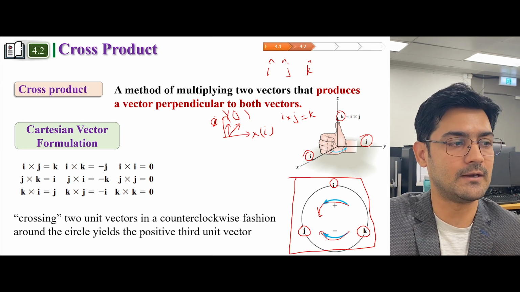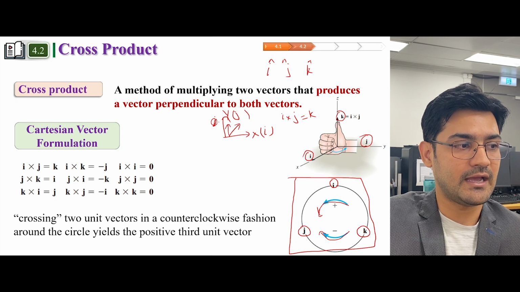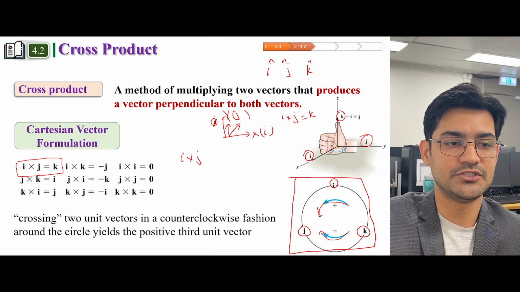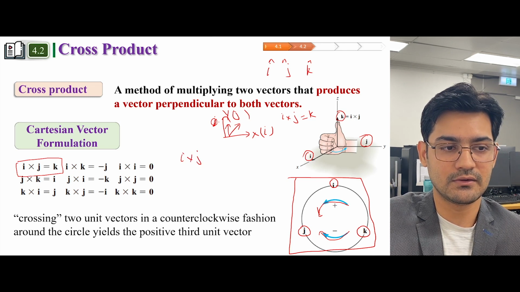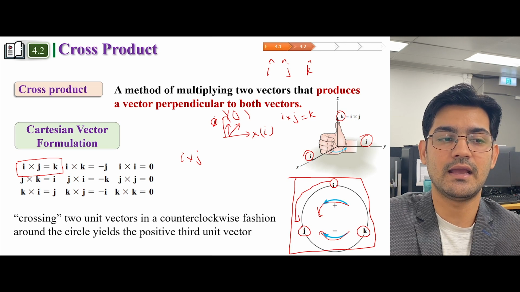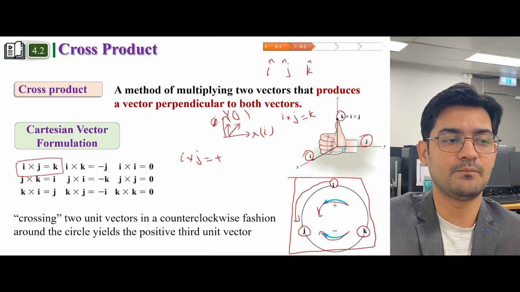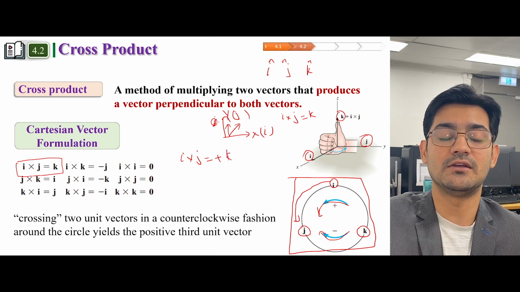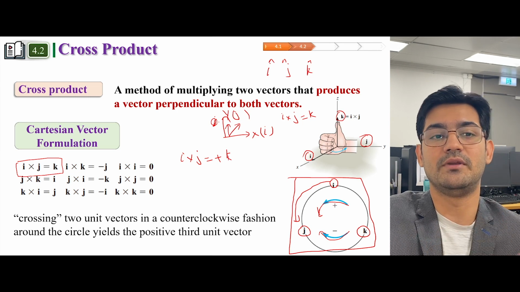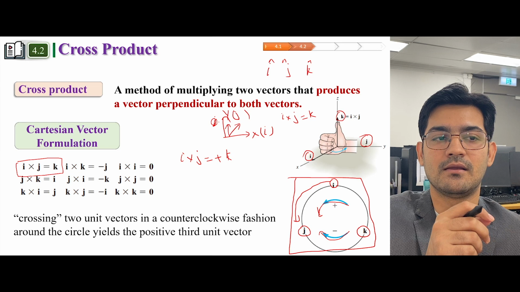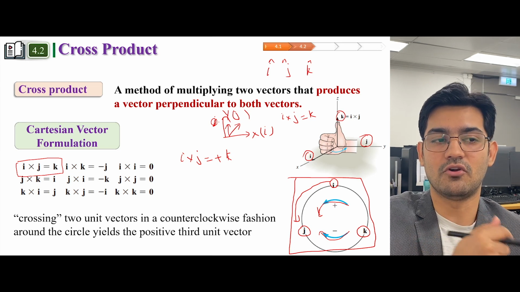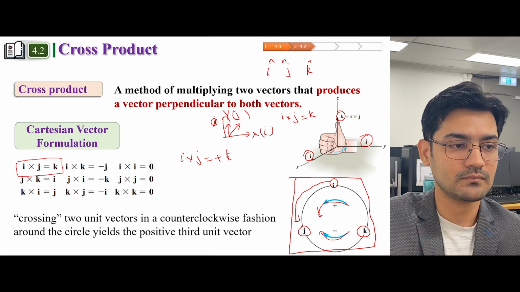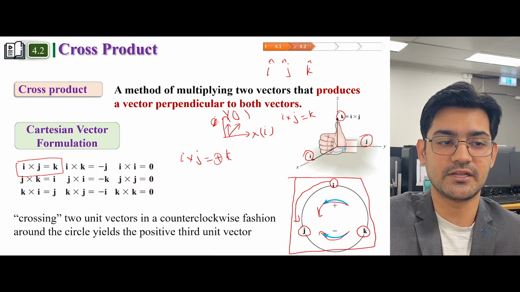Now, what do I mean by that? Let's say we have i cross j. If we are multiplying i with j, we are going from i to j, and this is an anti-clockwise direction. So it means we have a positive third axis, k, because if you multiply two vectors, the resultant vector would be perpendicular, so it would be on another axis. If you are multiplying k vector with j vector, the resultant would be in the i direction. If you are multiplying i with k, the resultant would be in the j direction. But all we need to understand is whether it is positive or negative.